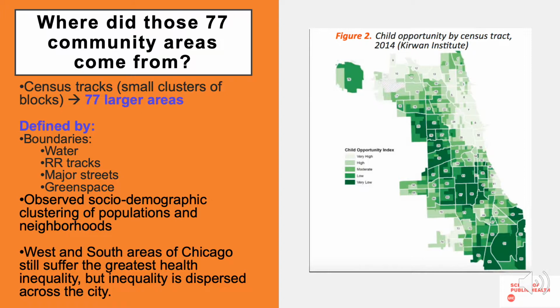Now take a look at the 77 community areas defined by the Child Opportunity Index in this map. This is an indicator that you'll use to select your community area for your project. The west and south areas of Chicago suffer the greatest health inequality. But inequality, as you see here, is dispersed actually across the city. It's equally important to note that these areas identified experiencing great inequality also experience many assets and resilience, something that you'll be looking at and including in your community for your group project.